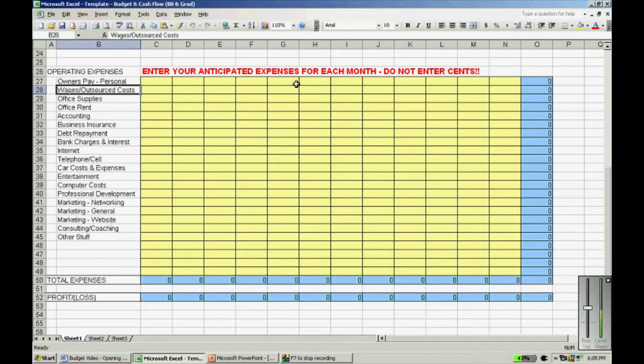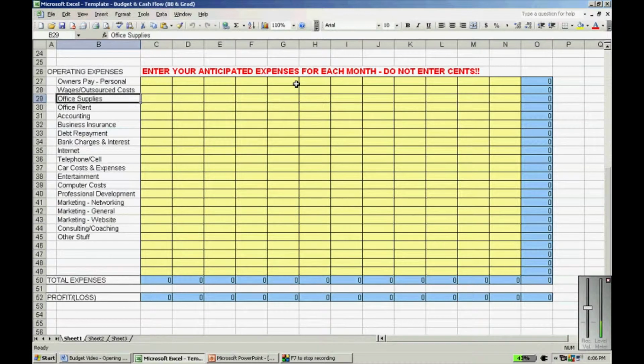Wages, outsourced costs. This is the cost to hire people to do work for you. Some questions you must ask yourself. Do you have an assistant? If you do, how much are they paid? How much are they paid each month? Do you plan on hiring someone in the next 12 months? When will they start? What will be their monthly pay?